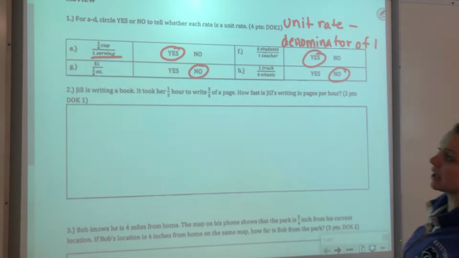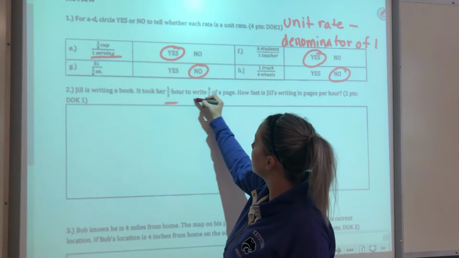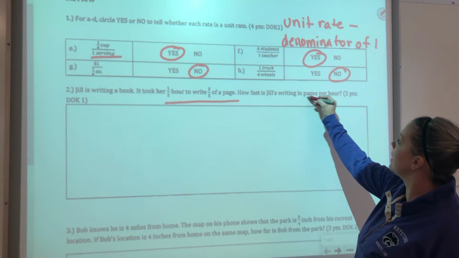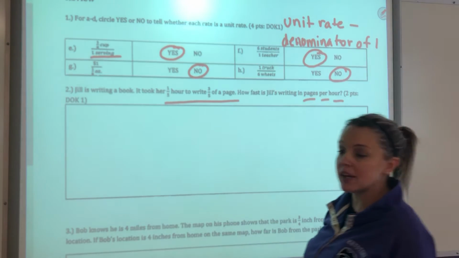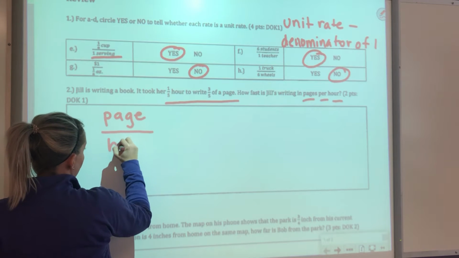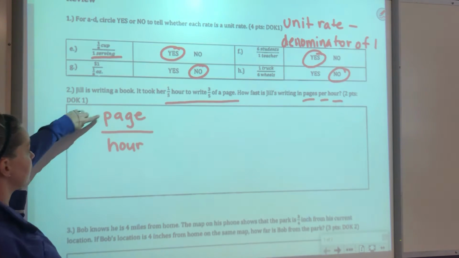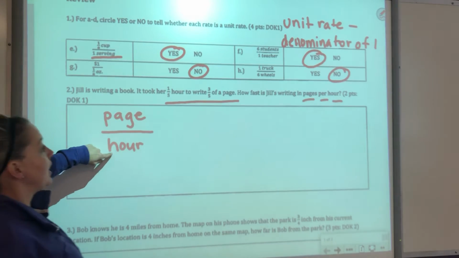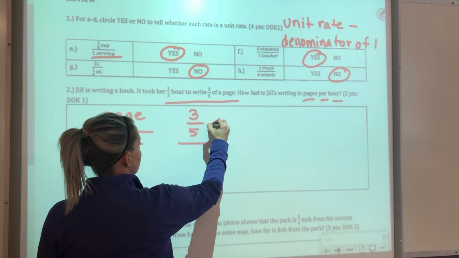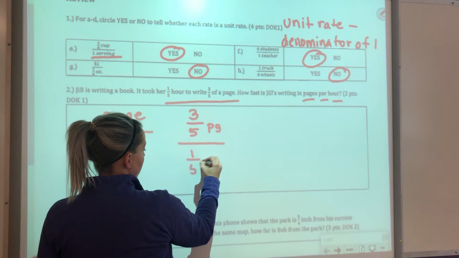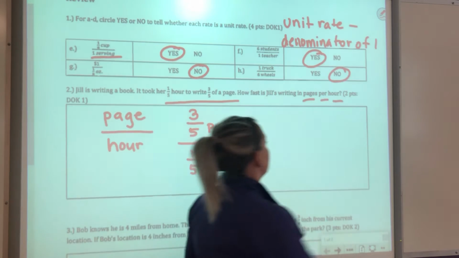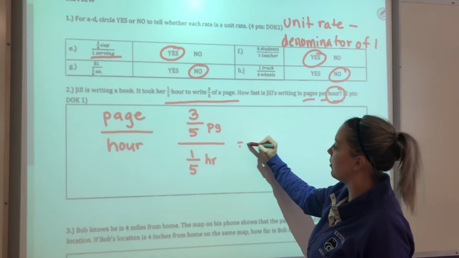So number 2, Jill is writing a book. It took her 1/5 of an hour to write 3/5 of a page. How fast is Jill's writing in pages per hour? So if it's pages per hour, that's our ratio: pages to 1 hour. How much can she write in 1 hour? We know that she writes 3/5 of a page in 1/5 of an hour. But I don't want 1/5 of an hour. I want per hour. So I want 1 hour.